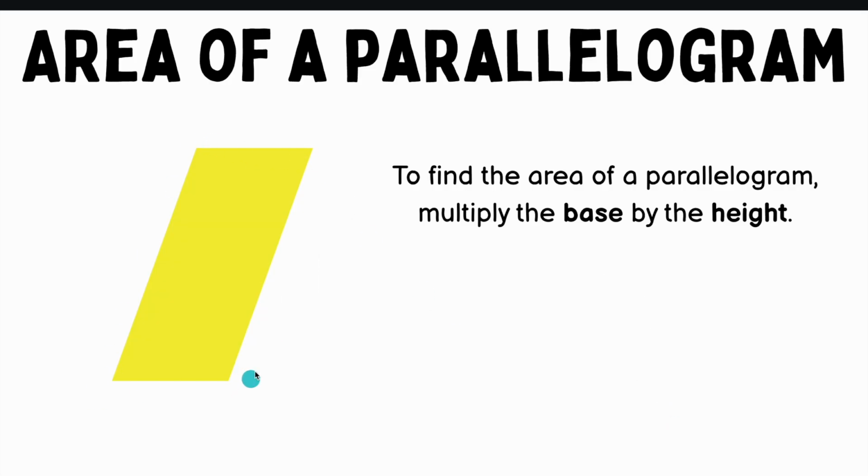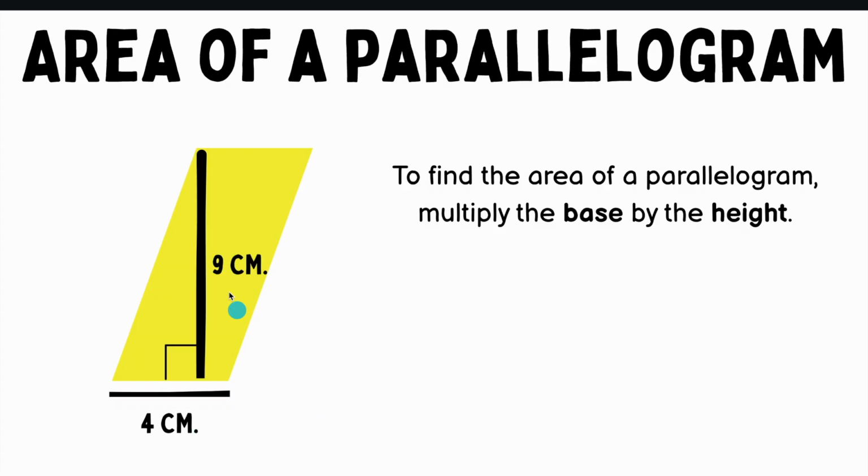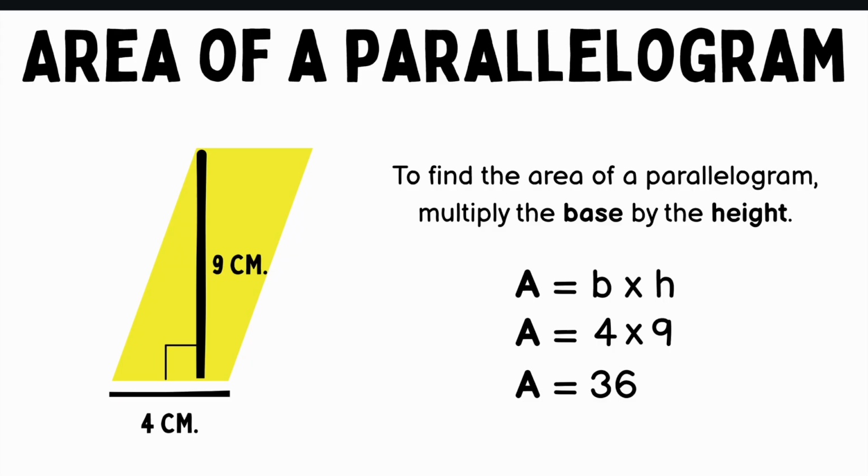Here we have a parallelogram. Let's find the area of this parallelogram by multiplying the base times the height. The base has a length of 4 centimeters, and the height has a length of 9 centimeters. So we can take the formula area equals base times height. That means area equals 4 times the height, which is 9. 4 times 9. The area equals 36 centimeters squared.